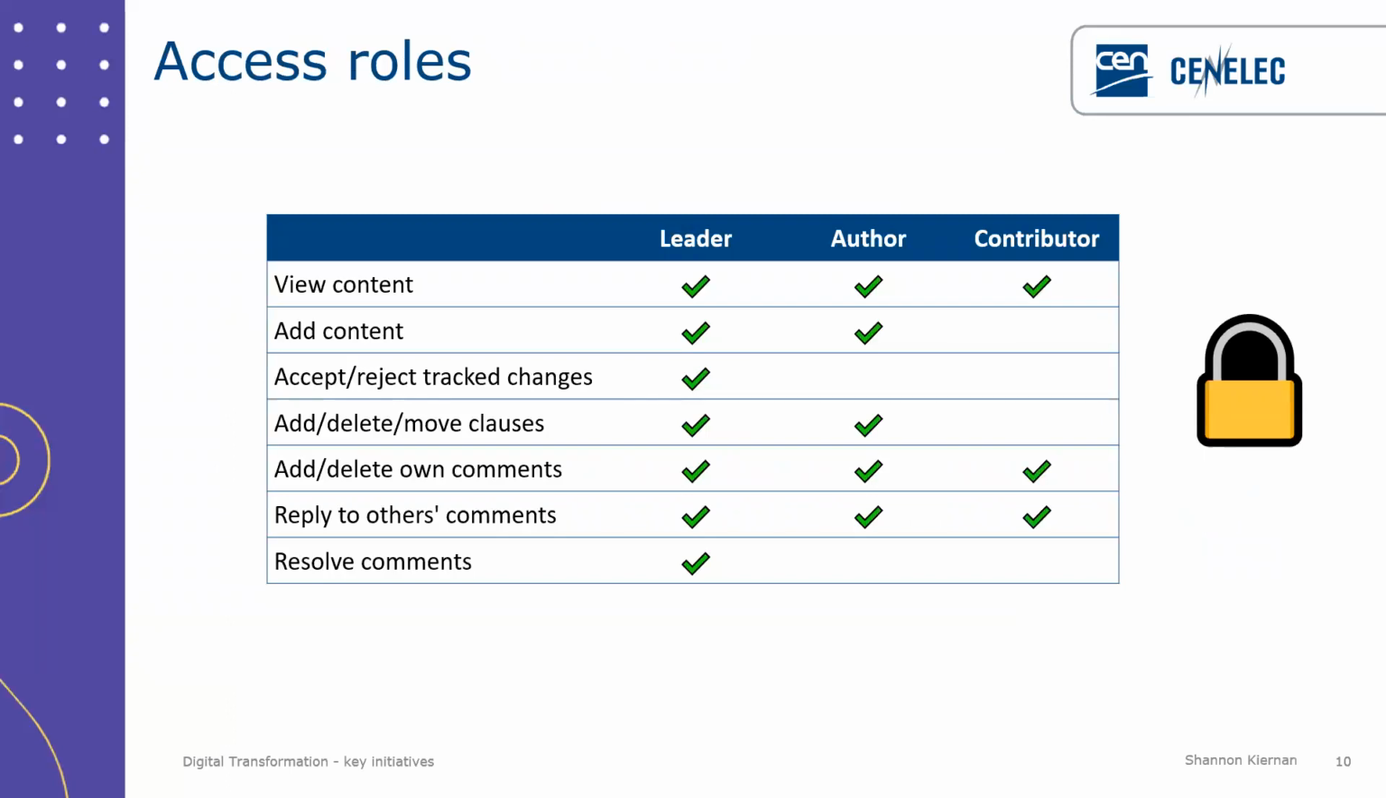One of the biggest questions that we get is, does this mean that everybody on my working group can change anything in the document? Well, only if you let them, because you as the leader of your working group can control who gets what access. So you can see here there are 3 different levels: leader, author, and contributor, who have different rights. So contributors are basically only able to view and comment.